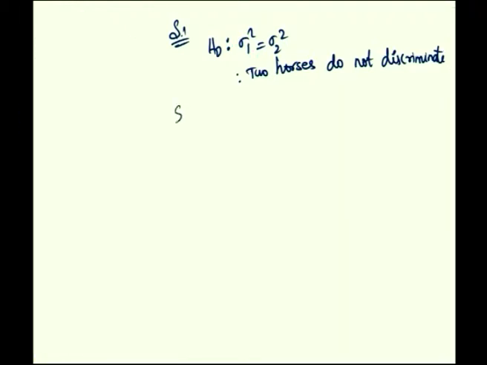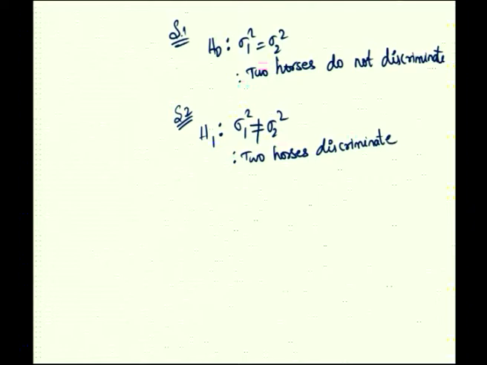Okay. They do not vary according to H naught, that is the null hypothesis. Then H1 says sigma 1 square is not equal to sigma 2 square, in the sense the two horses discriminate themselves. Okay. Step 3, let us fix the level of significance as 1%, and the degrees of freedom at present we cannot just find out.